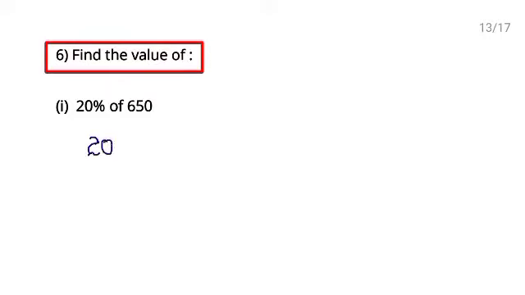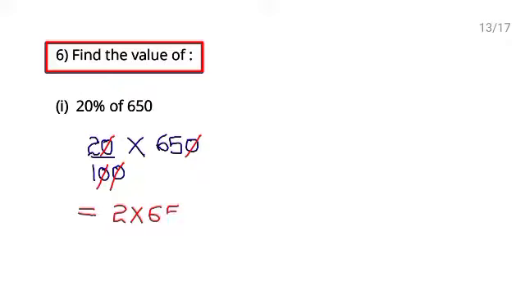How we can write 20%? 20% means 20 upon 100. Of means multiply. And then they have given 650. Simply calculated. This 0 to this 0 cancel out. This 0 to this 0 cancel out. Now you have to multiply 65. So multiply them. 2 5s are 10. 2 6s are 12 plus 1 13. So the answer is 130.